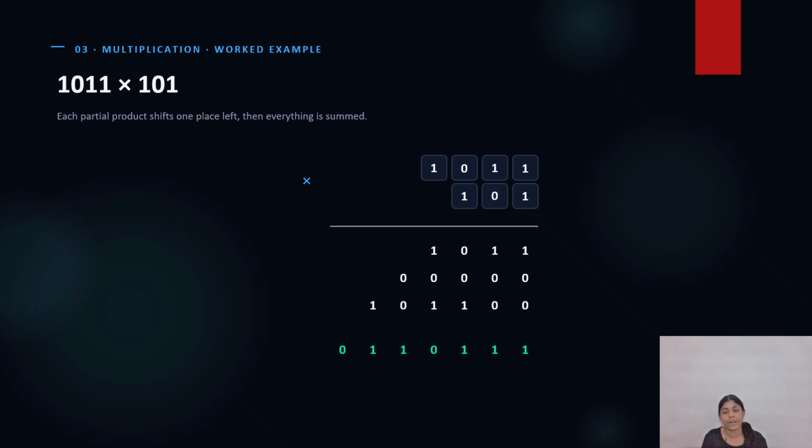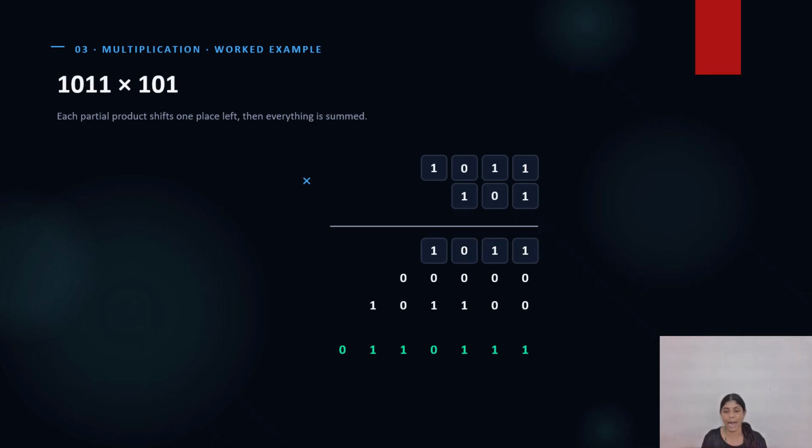Earlier you started the bit at 2 power 1. Now you have to start at 2 power 2. Right? 2 power 0, 2 power 1. Now you have to start at 2 power 2, because you have to make one shift. So 1 into 1, 1. 1 into 1, 1. 0 into 1, 0. 1 into 1, 1. Right?